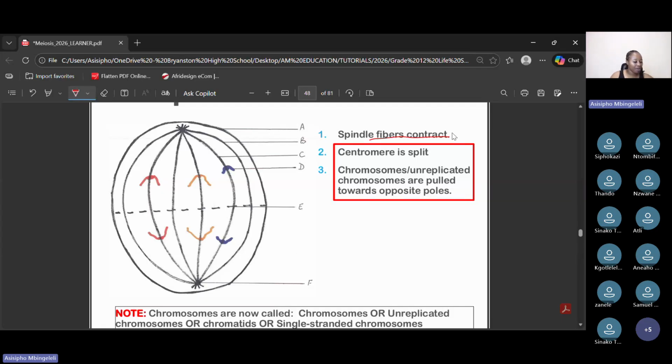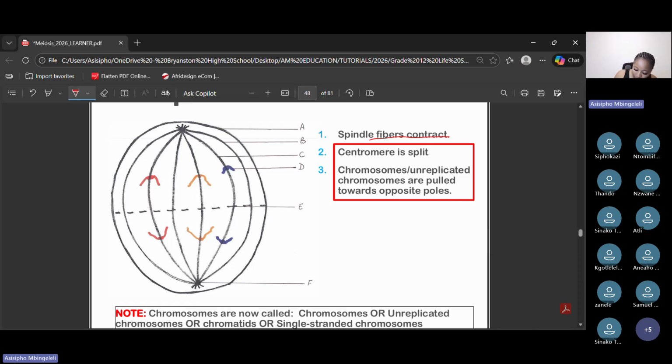Now, remember we are having our chromosomes like this. It's just a whole chromosome that was arranged singly in metaphase 2. When the centromere splits, this is the same as metaphase of mitosis. The centromere will split, and then the unreplicated chromosomes, or you can say just chromosomes or chromatids, move to opposite poles. The terminology is important.